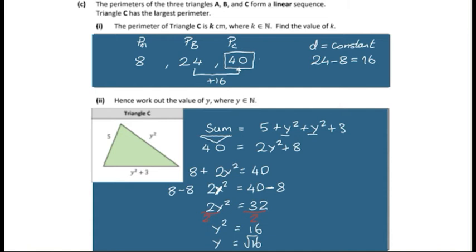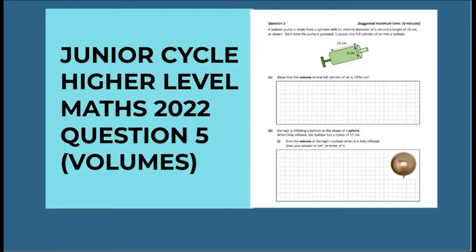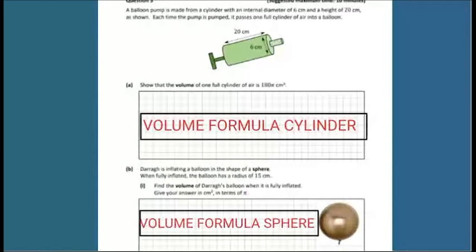So y is equal to plus or minus 4, and then y is equal to plus 4. Alright, so let's look at the volumes. Okay, so we have the volume of a cylinder, first of all, where we have a pump, and the second part then is a balloon, that's a sphere. So we've got to get the formulas for those in your log table.